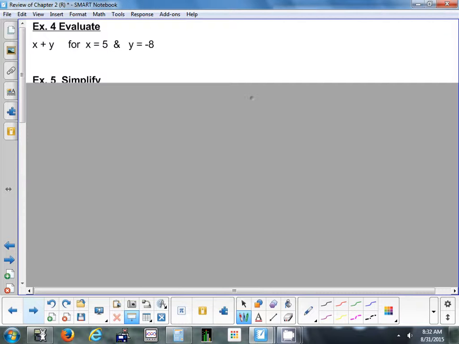Alex, what's my first step anytime I have to evaluate? Plug in the numbers. Good. What do you plug in for x in this case? 5. And for y? Negative 8. What I'm going to do so it doesn't look confusing is put it in parentheses. Otherwise, it would look like this, which looks a little confusing. So I just put parentheses around the negative.